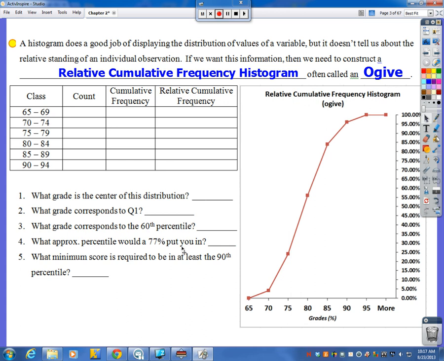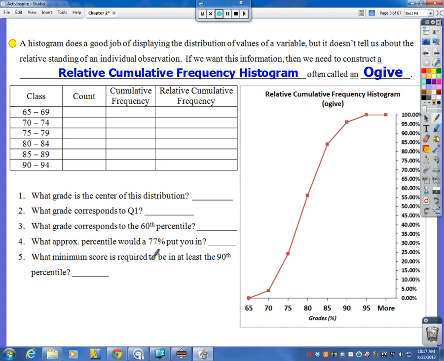Here's the good news about ogives. You will not have to create them on your own. The only thing you will be required to do with an ogive is be able to interpret it. I will give you the graph, I will ask you some questions like maybe these 1 through 5s, and you simply have to read the graph to answer the question. Those are the types of questions you will see on the test and in the homework.